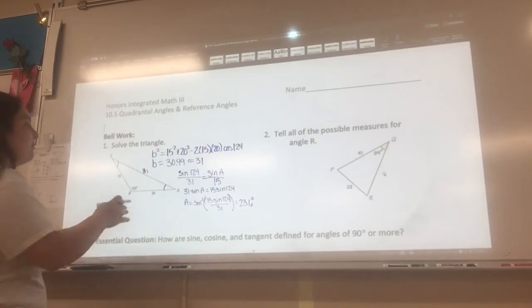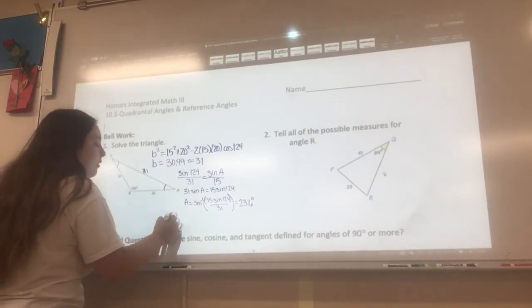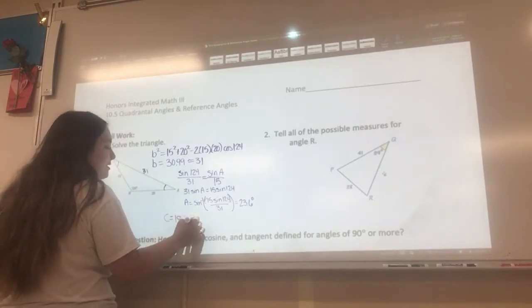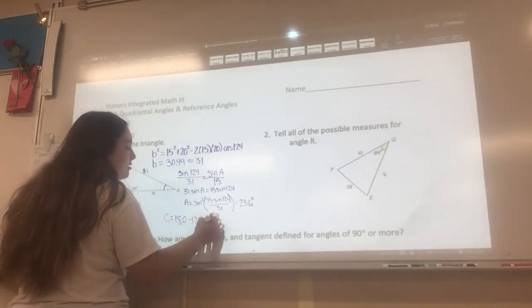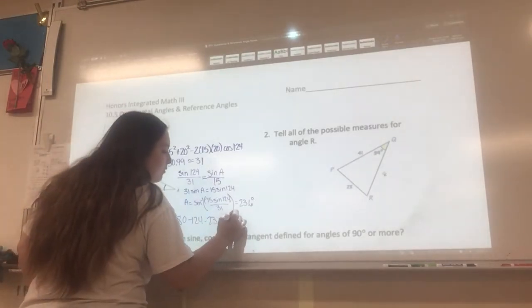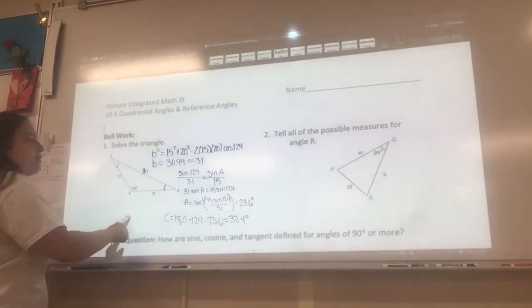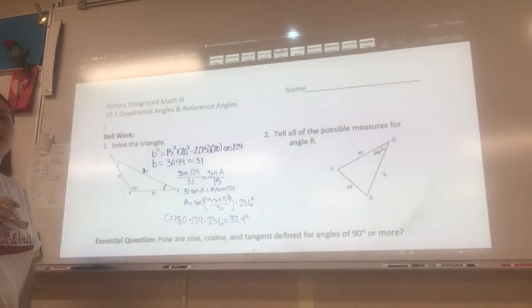Solving for C, well, we have two lovely angles, and now we just need a third. So we're going to take 180 minus 124 minus 23.6, which is going to mean that C equals 32.4 degrees. Remembering how to solve for a triangle, it's really important we get that stuff down.